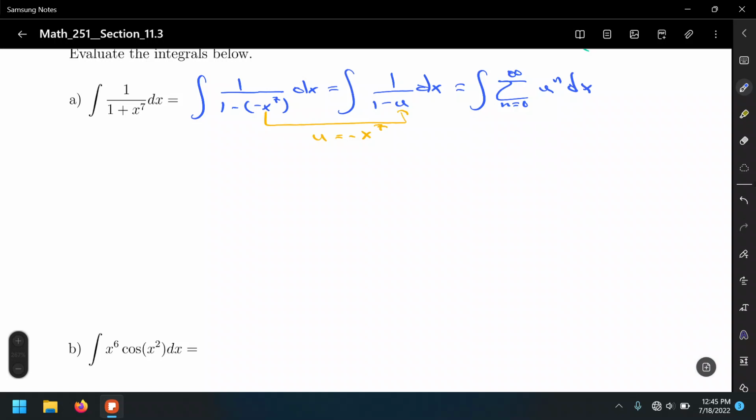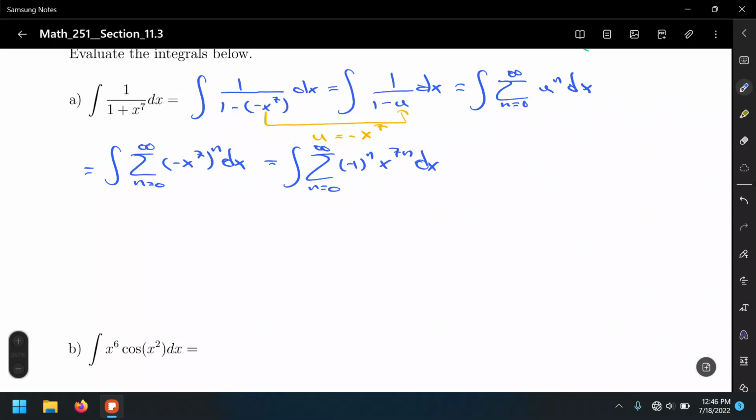Okay, so now let's go back and substitute the u. That's the integral of sigma n equals 0 to infinity of u, which is negative x to the 7th, to the n power with respect to x. And let's simplify this a little bit. Recall that the negative 1 to the n is going to turn this into an alternating series: x to the 7n dx.